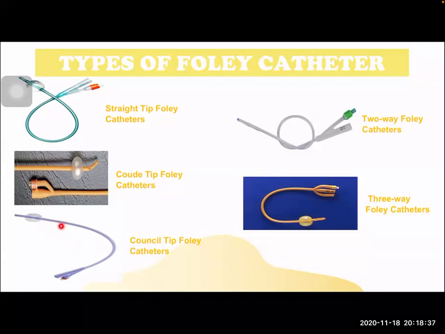passed through the catheter. And then for the two-way Foley catheter, it has two lumens in which one lumen is to drain the urine into the bag, and then the other lumen is to infuse the sterile water to inflate the balloon. And for the three-way Foley catheter, the extra lumen is used to infuse saline solution in order to remove the blood clots or for irrigation of the bladder.